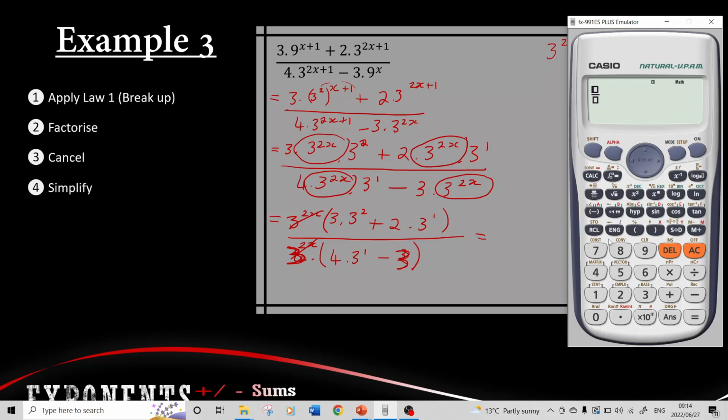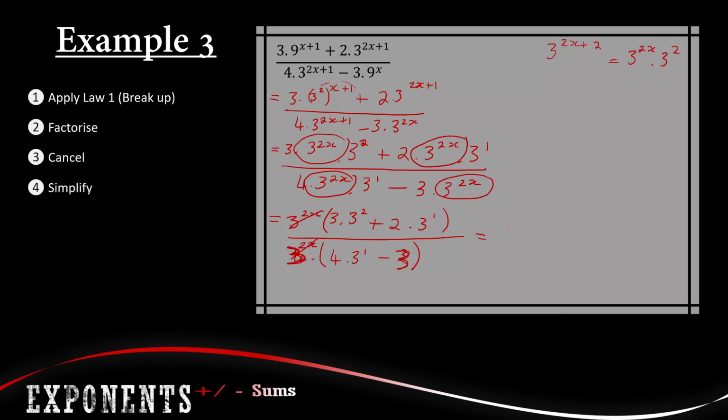Okay, so that's 3 times 3 to the power of 2 plus 2 times 3, over 4 times 3 is just 12, 12 minus 3. Okay, that's 11 over 3. Right, then that one's done.